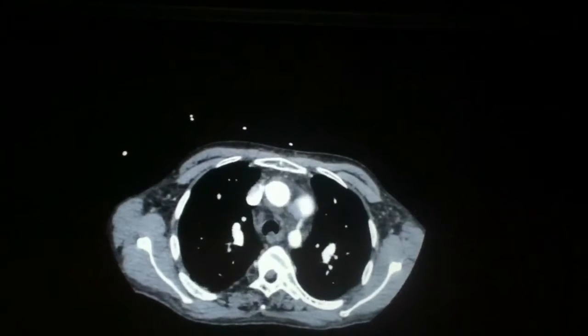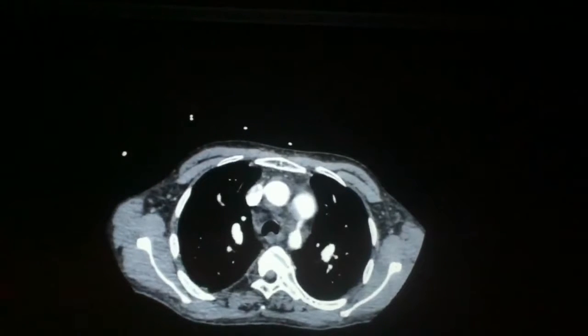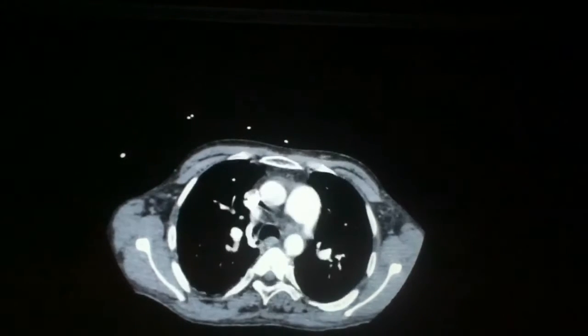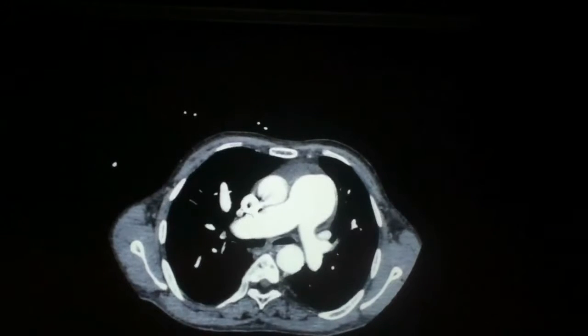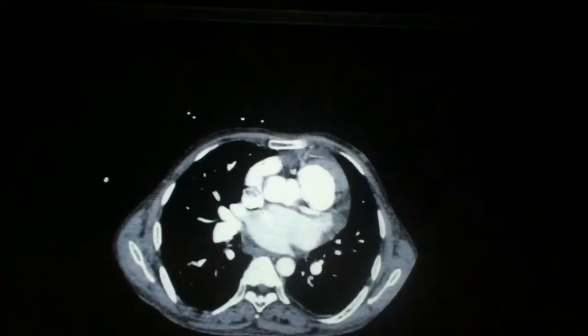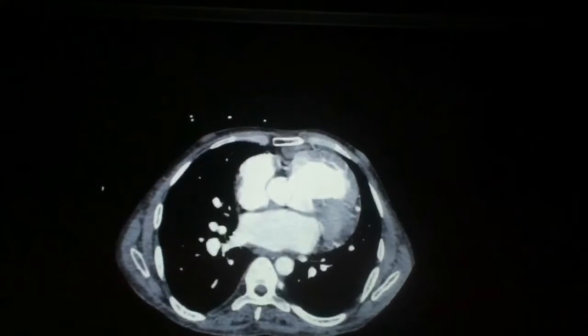And these are the CT images. Can you see something abnormal?